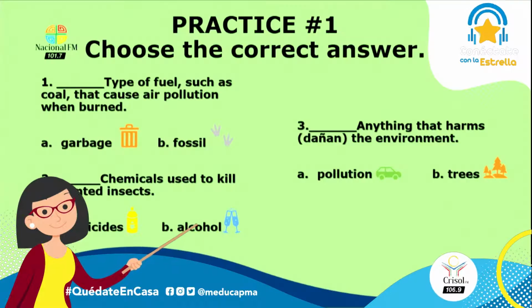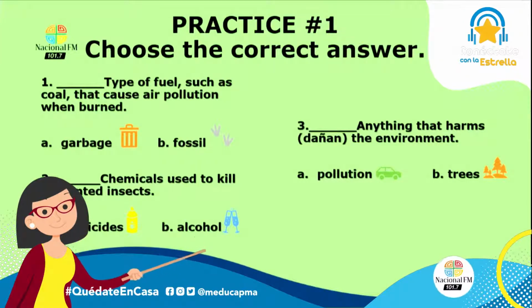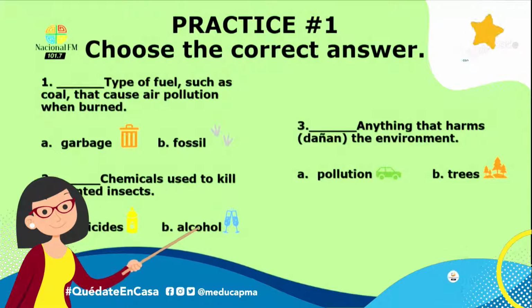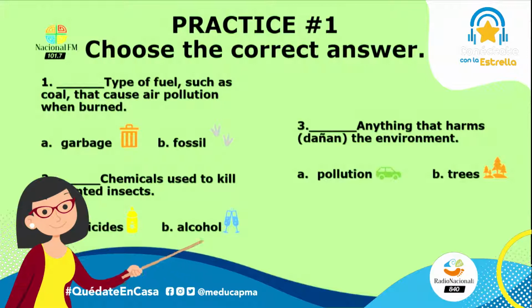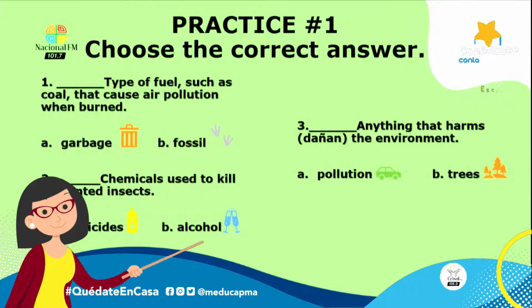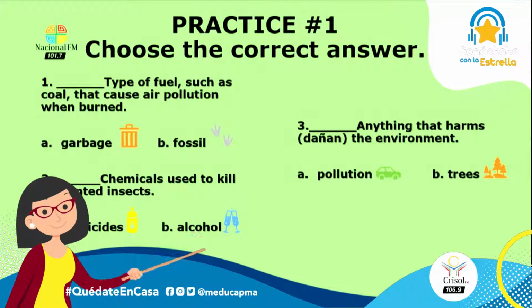In this practice, you are going to choose the correct answer. I'm going to give you two options. Just tell us or chat us the correct one. Number one, type of fuel, such as coal, that cause air pollution when burned. A, garbage. B, fossil. Which one is it? Type of fuel. Remember the fuels, right? Such as coal, that cause air pollution when burned.